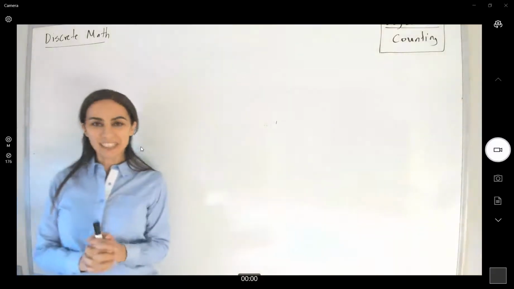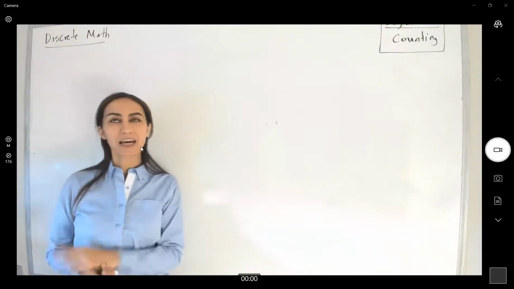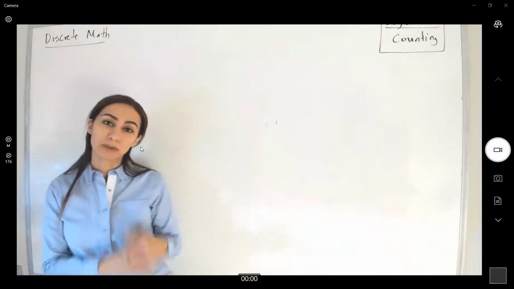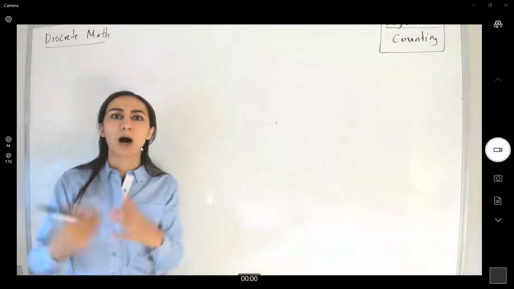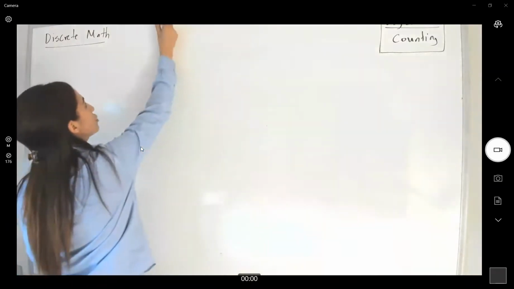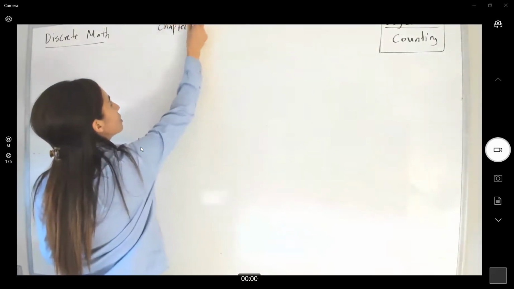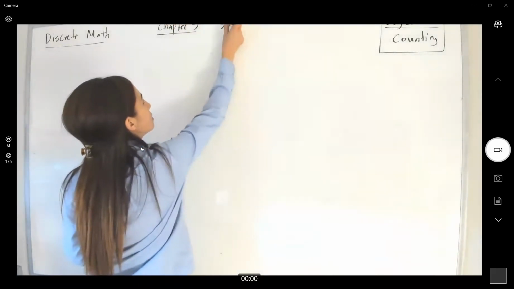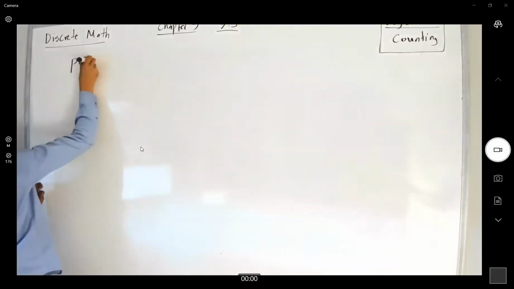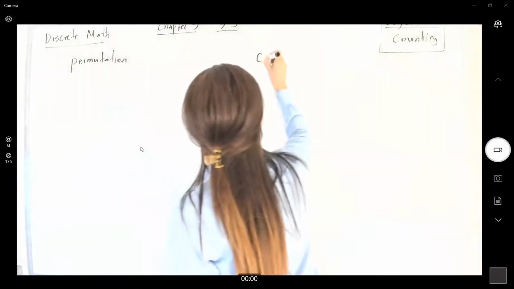Very well. So let us continue chapter 9. So far, we talked about probability. We talked about counting. Now we're going to talk about permutation and combination. So let us write down these two definitions side by side. Chapter 9, 9.3, permutation and combination.